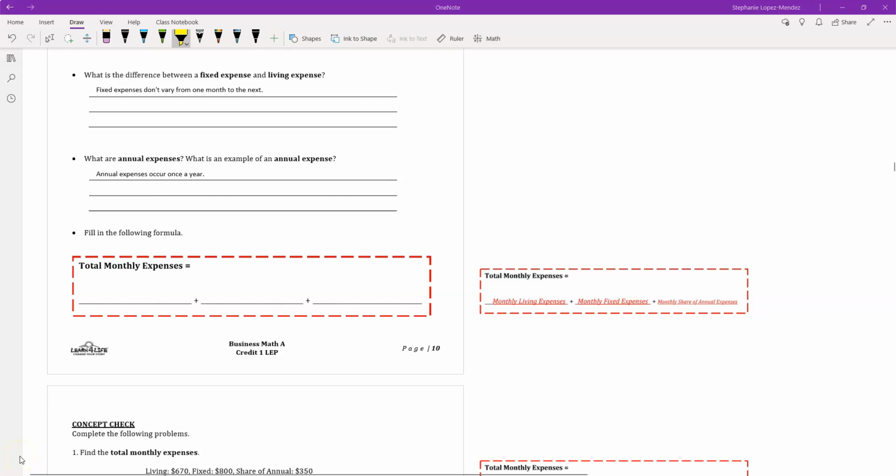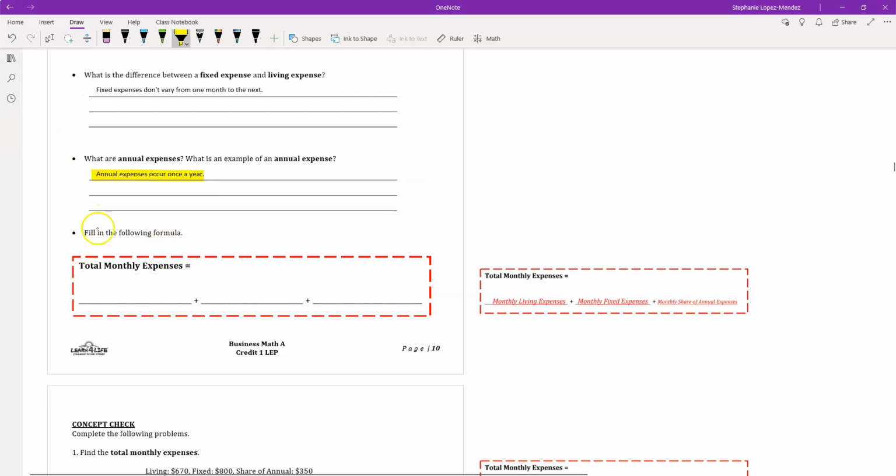Our third question, it says, what are annual expenses and what is an example of it? So annual expenses occur only once a year. An example could be the insurance premiums, where you have a plan where you only pay once a year. And another example could be real estate taxes.